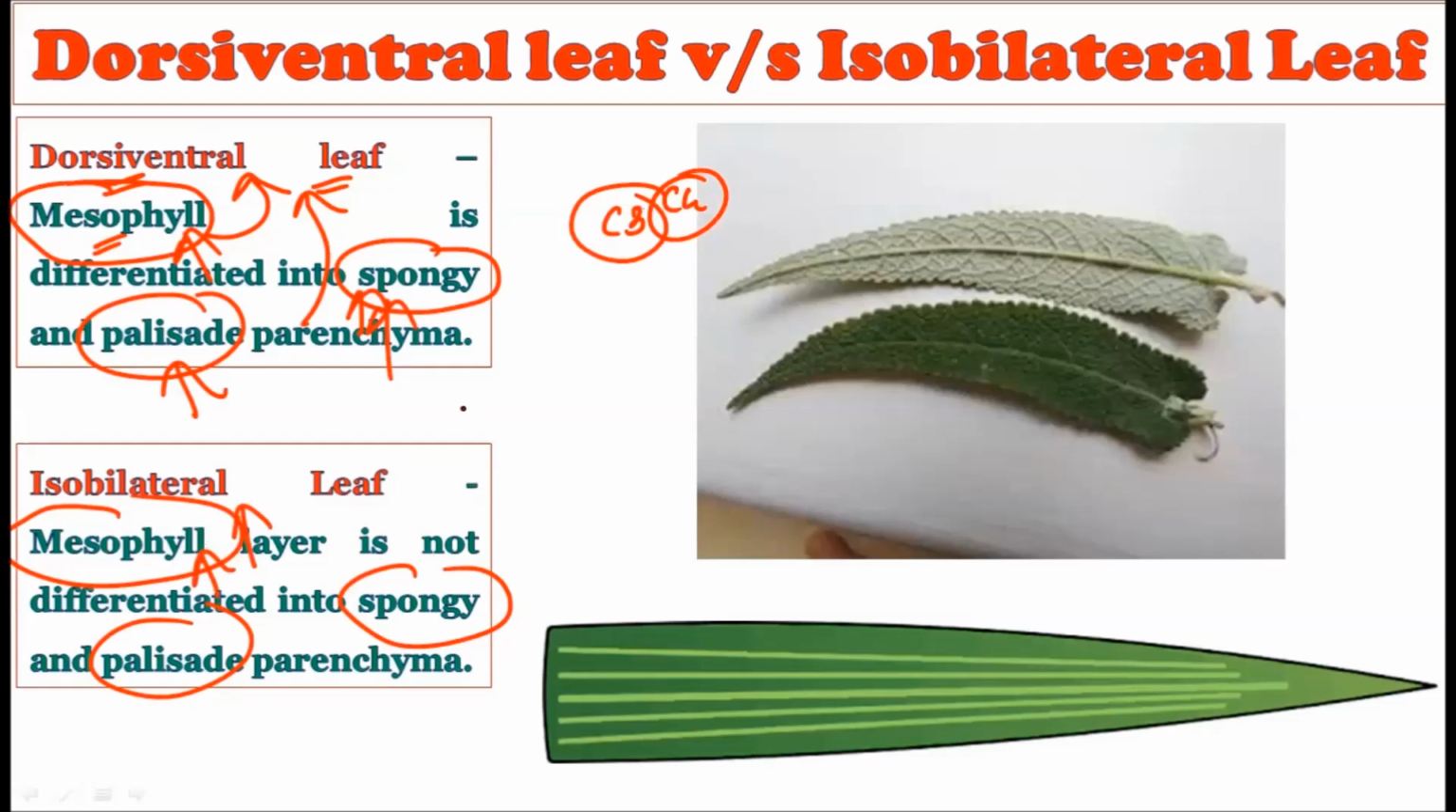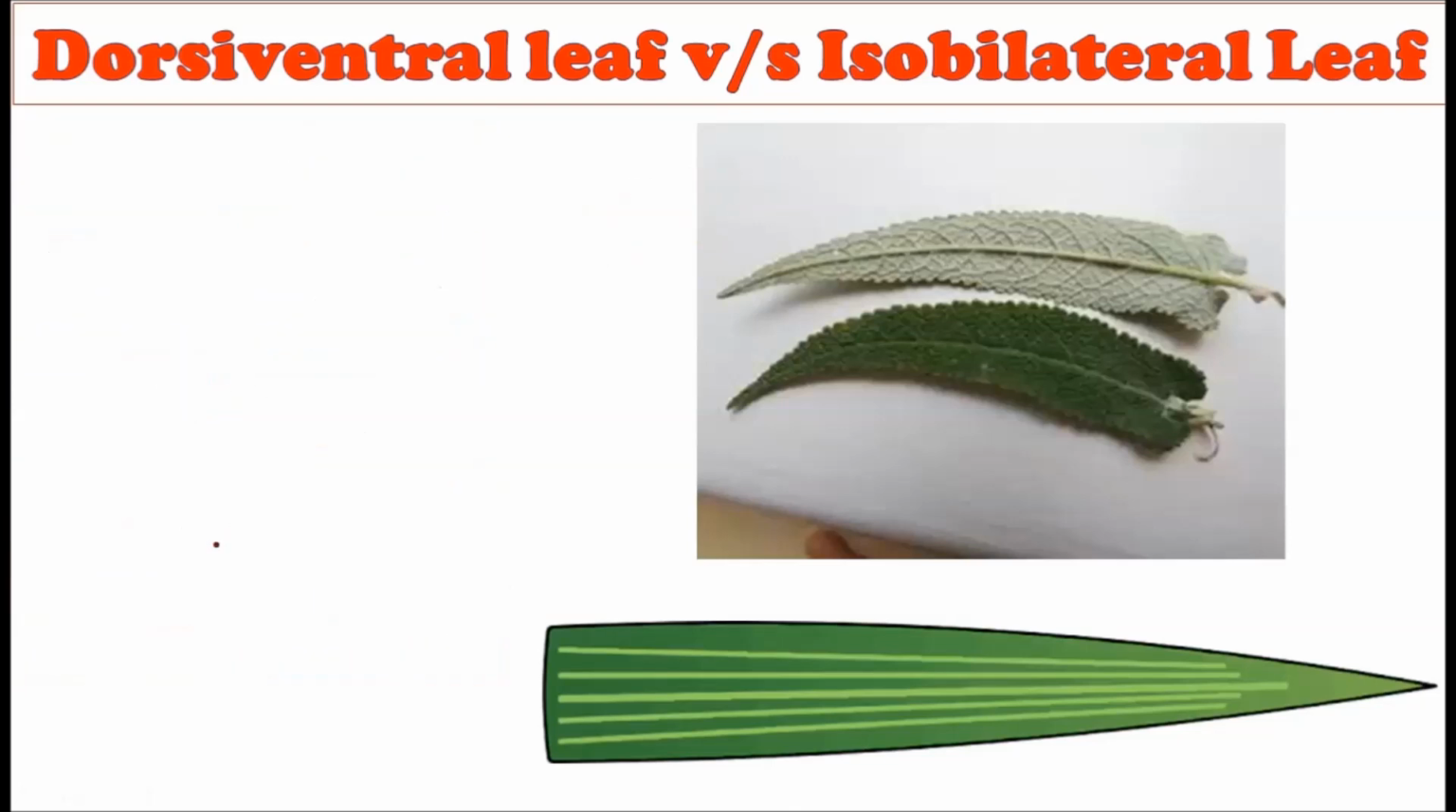So this is the third and a very peculiar difference between the dorsoventral leaf and the isobilateral leaf: the mesophyll cells are differentiated in the dorsoventral leaf, but they are not differentiated in the isobilateral leaf.